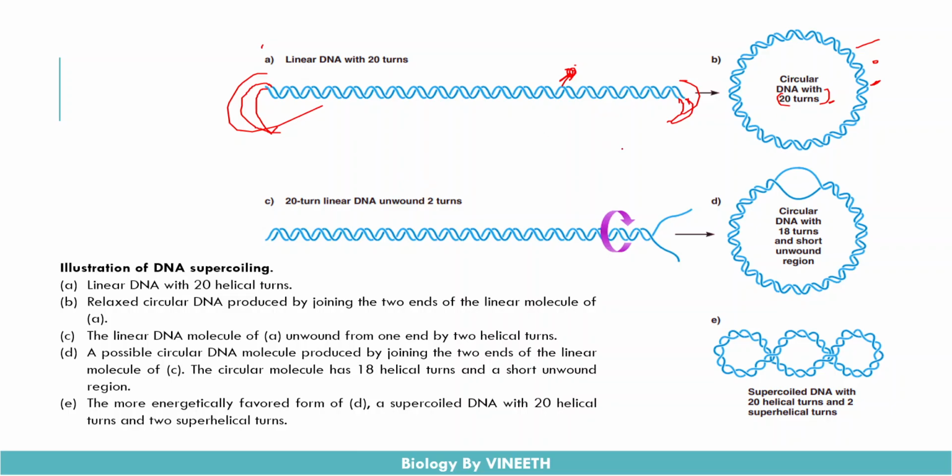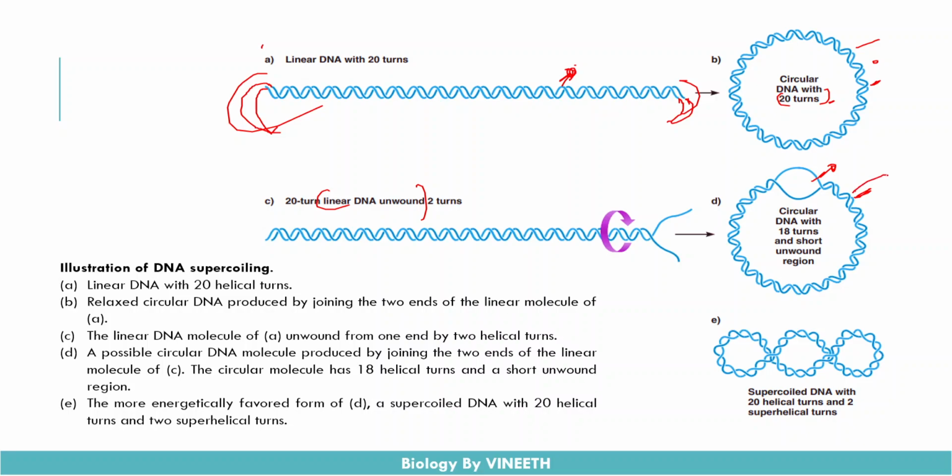If you introduce underwinding, or remove two helical turns from the linear DNA, it can compensate for the strain on the DNA molecule. That means the linear DNA, since it has free ends, can compensate for the underwinding or the supercoiling. But in the case of circular DNA, the compensation will not happen, because it doesn't contain any free ends. Because of this, it now only has 18 turns, and this is the tensioned state. So now the circular DNA is in the tensioned state.